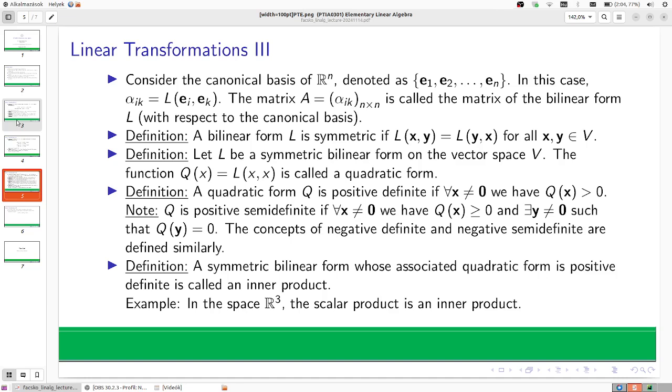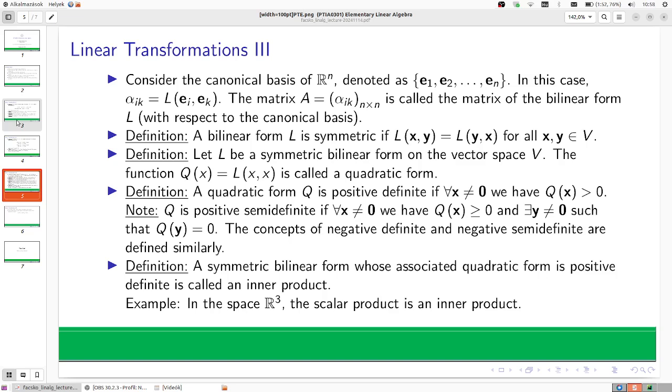Okay, there is a bilinear form L, and it is symmetric if you can change the arguments. If you have a symmetric bilinear form, this function is called a quadratic form.